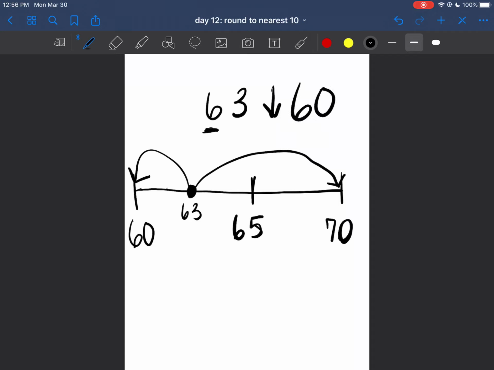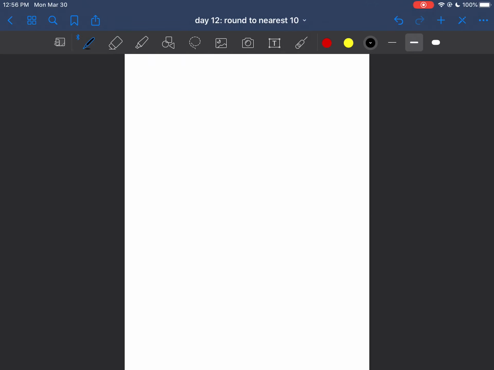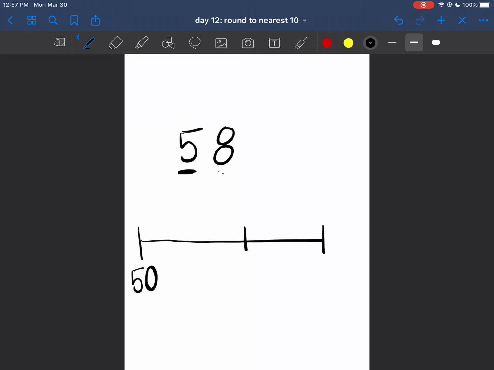We're going to do a few more examples. My next number is 58. I'm rounding this number to my nearest tens, so I'm going to look at my tens place. I'm not looking at my ones, I'm looking at my tens. First thing I'm going to do is draw my number line, benchmarks, midpoint. How much is 5 tens worth? It is worth 50. That's my first benchmark. What comes after 50 when we count by tens? 60. And in the middle, 55.